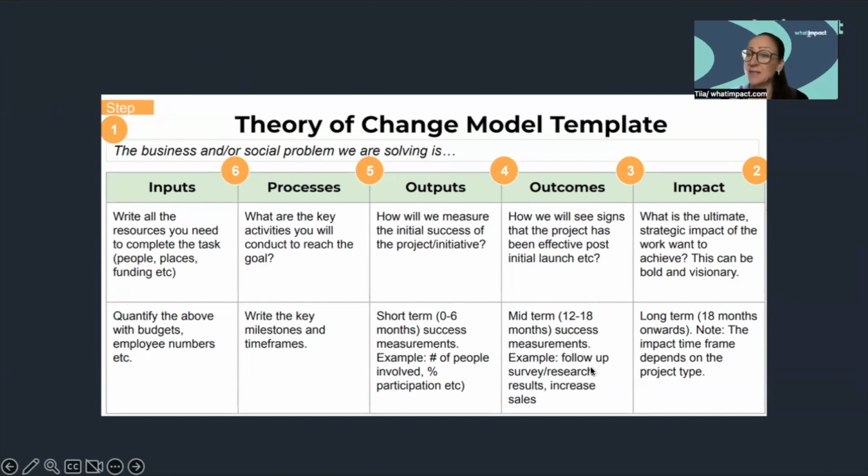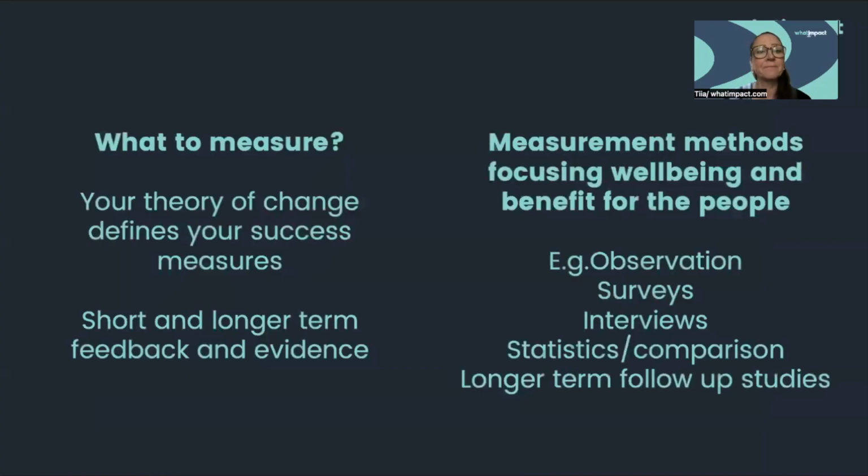Outcomes are these kind of short midterm changes, and then the overall impact, the long term. And this theory of change model is an international model for all kind of charitable work. So if you haven't got this kind of structure yet in place, I highly recommend you to build it, because it's a great way to communicate to any funder about your work, and also for yourself to start to define what kind of measurement you could be putting in place.